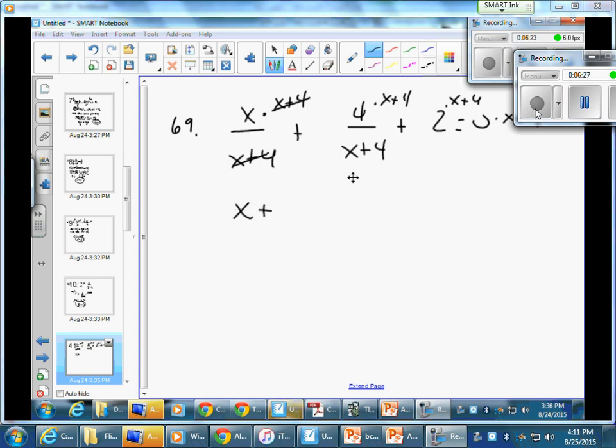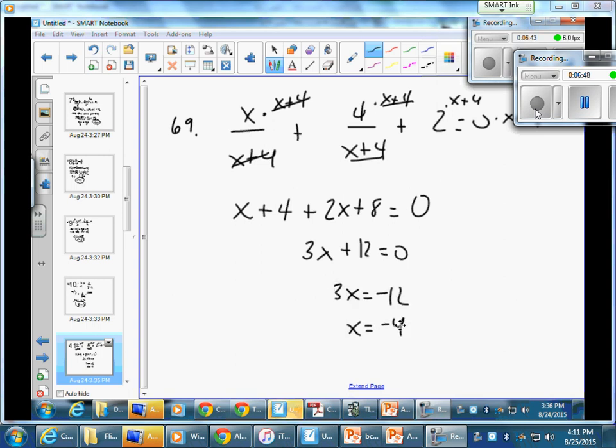And then with the second term, the x plus 4's cancel out, and you get just 4. And then 2 times x plus 4 would be 2x plus 8. And then 0 times x plus 4 is just 0. Combine your like terms, you get 3x plus 12 is equal to 0. Subtract 12, you get 3x equals negative 12. So you get x is negative 4.